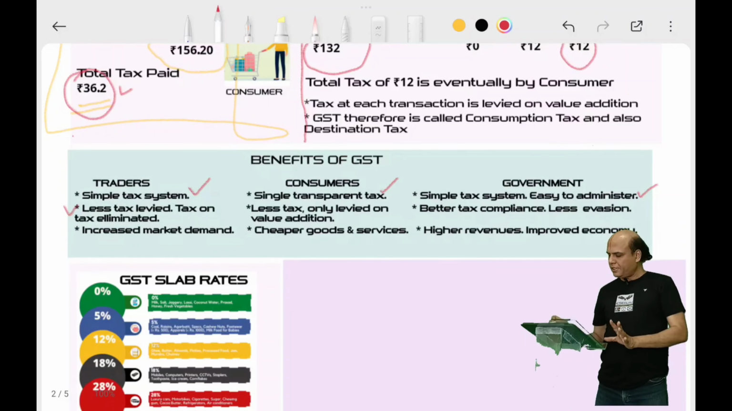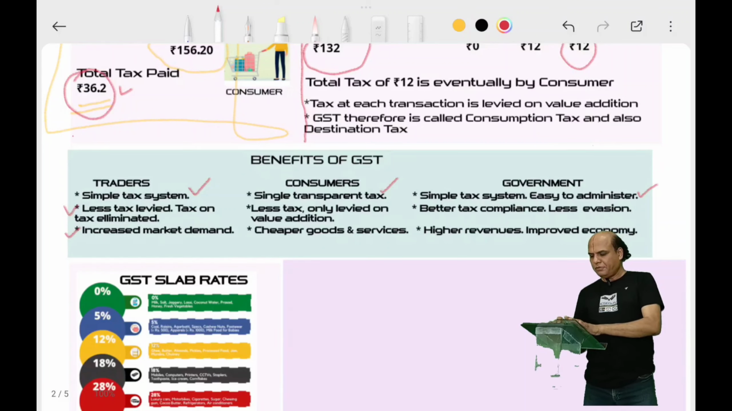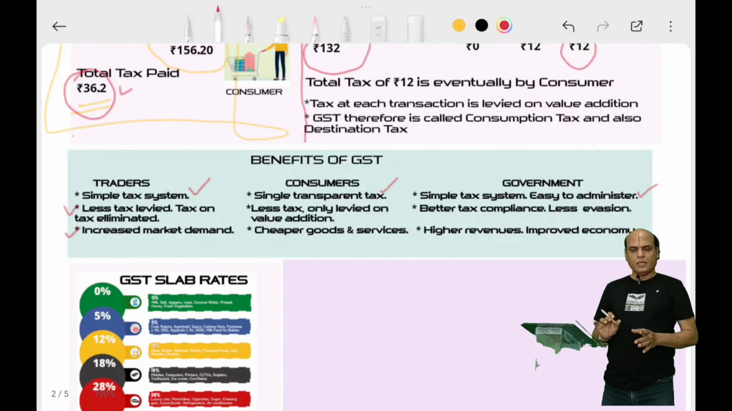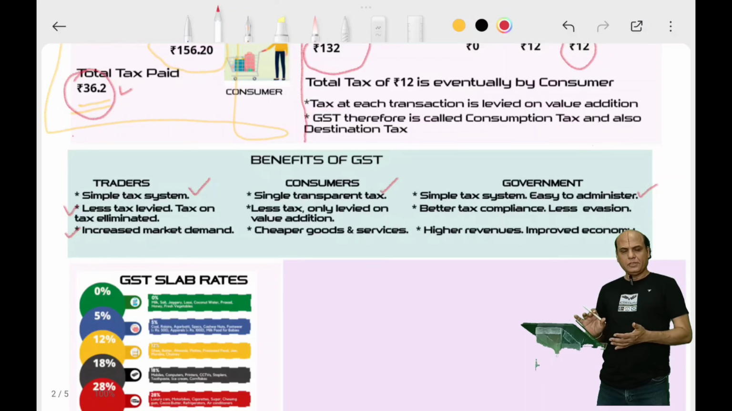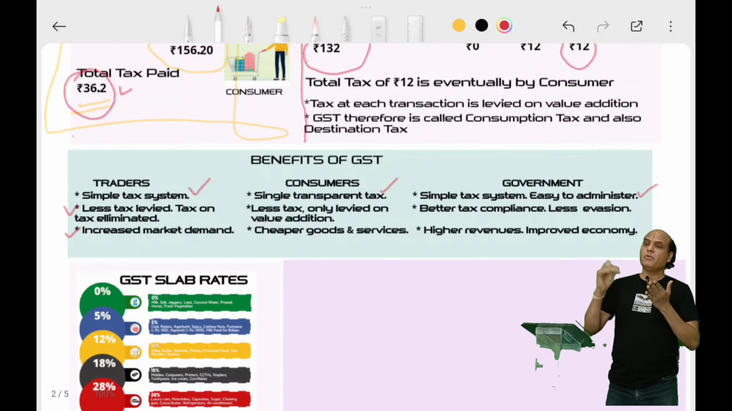You can put this in different words if you want to come up with other points. Then, increased market demand. We just saw in the GST regime that the final price of the product was less to the consumer. So that means the product has become cheaper in the market. So from the trader's perspective, their market demand will go high.